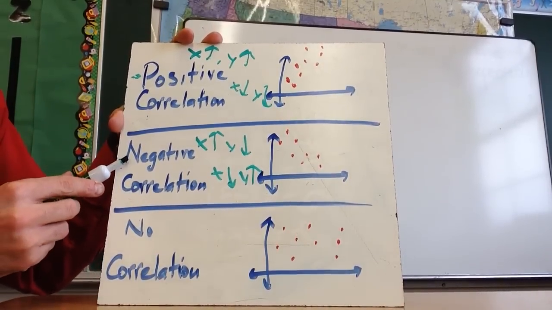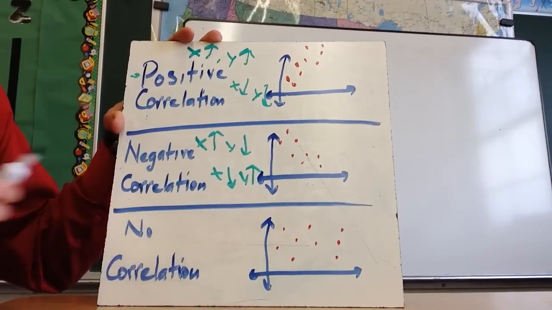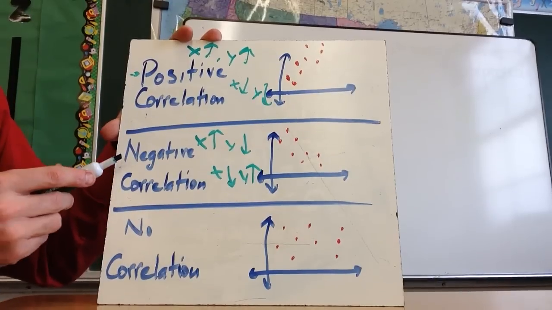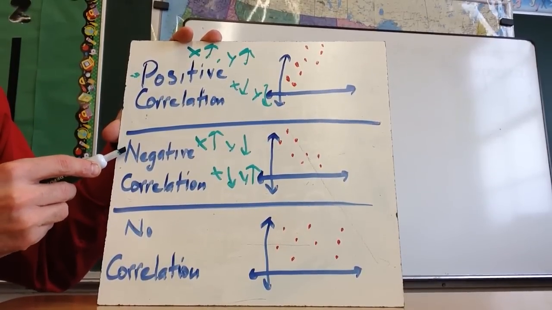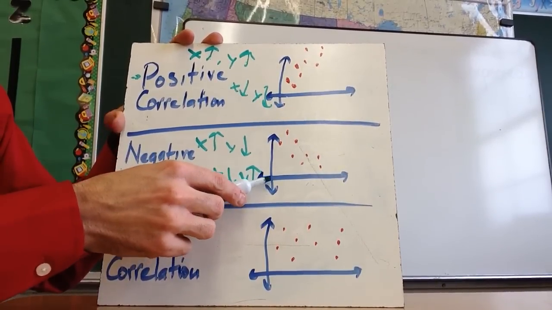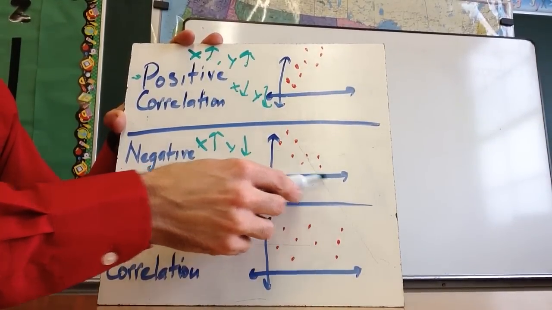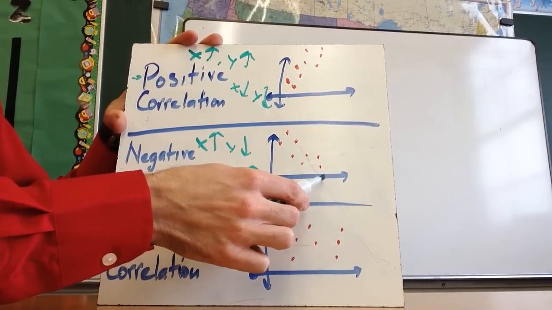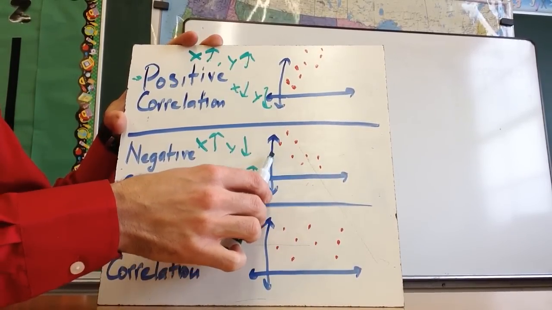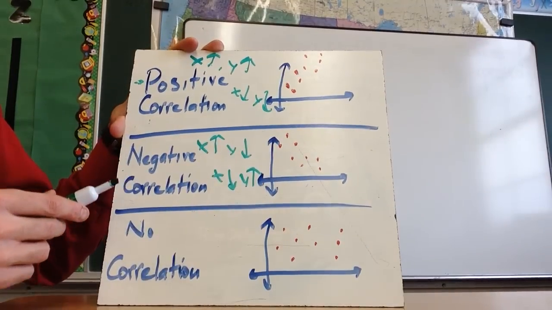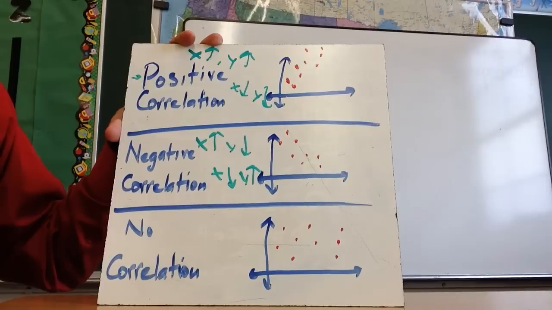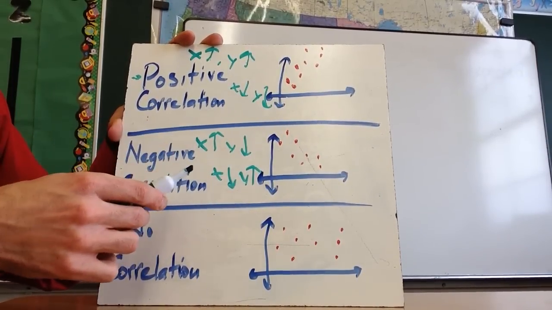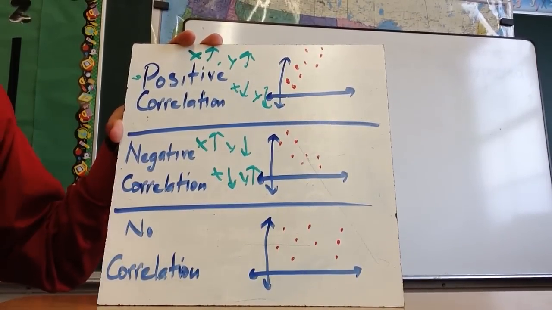Again, same thing with negative. As x goes up, y goes down. As x goes down, y goes up. Doesn't necessarily mean that this needs to be a negative outcome. So for example, the more people who wear seatbelts, the fewer deaths we have in car accidents. And the fewer people who are wearing seatbelts, the more deaths we would have in car accidents. And so obviously people's lives being saved is clearly a positive outcome. However, seatbelts and deaths in car accidents have a negative correlation.